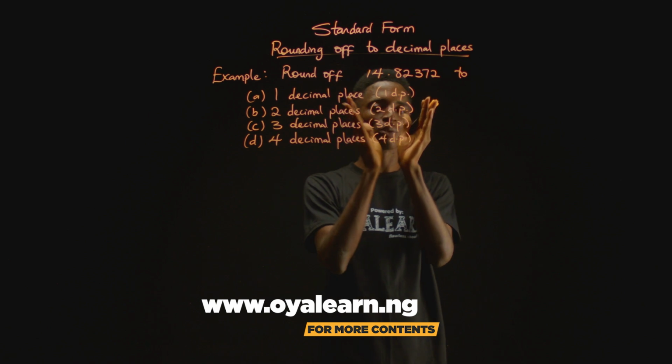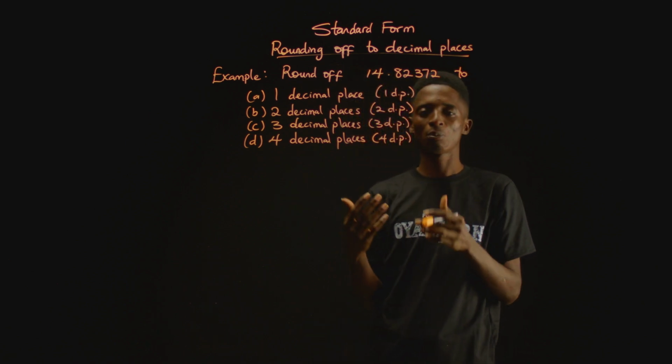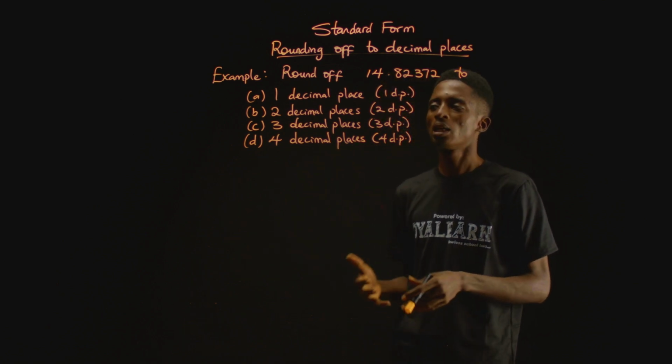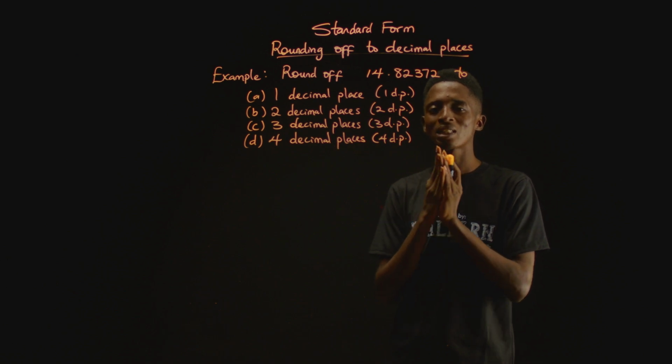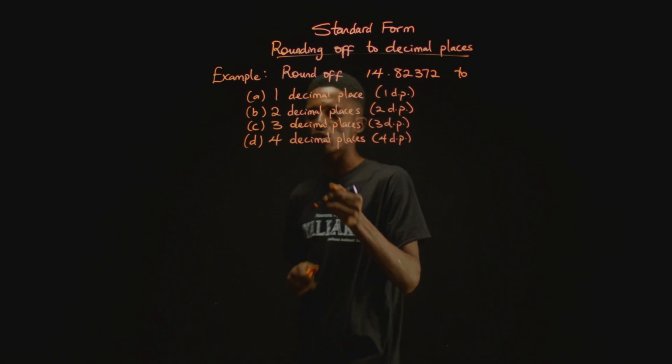Now you see that I put in brackets here 1 dp, 2 dp, 3 dp, 4 dp. This is because oftentimes the textbooks refer to this as dps. You need to just know that dps stands for decimal places. So let's take the solution.